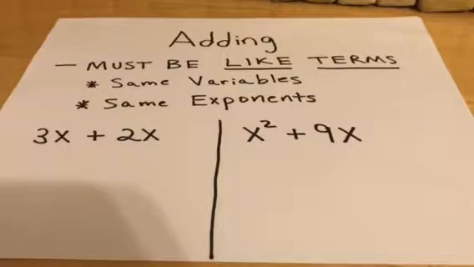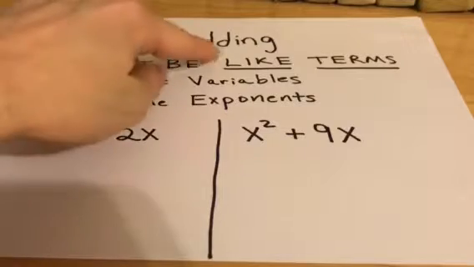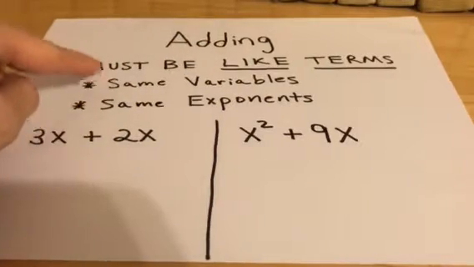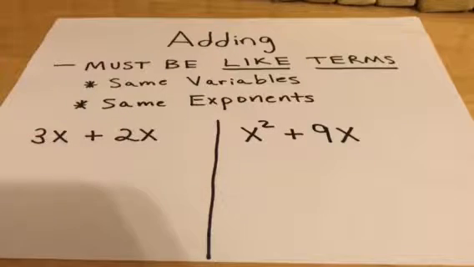When you're adding things together, they must be like terms. When I say like terms, they have to have the same variables. They've got to have the same exponents. Those two components are going to make what are called like terms. They've got to have that same variable, which is basically a letter like x, and they have to have those same exponents, which turn out to be the number that's on top of the variable.